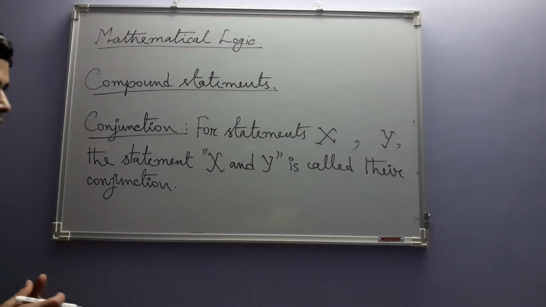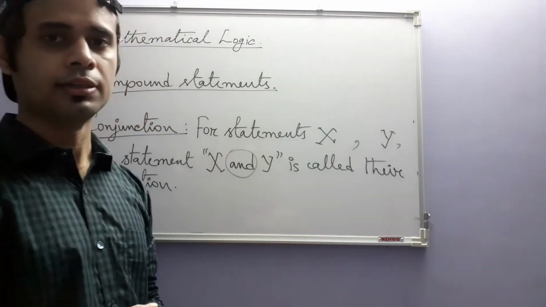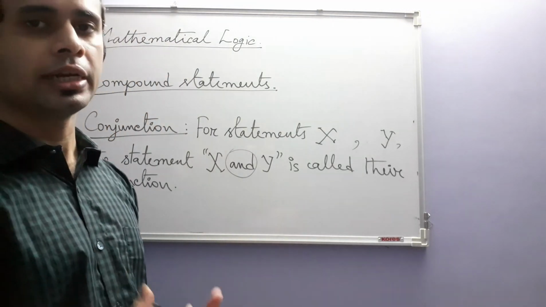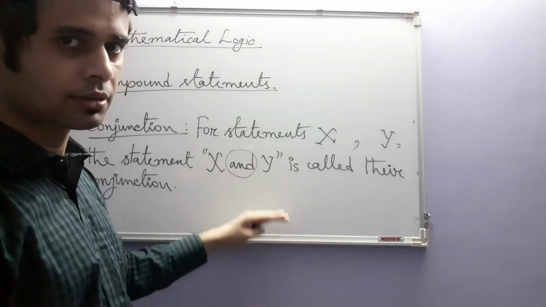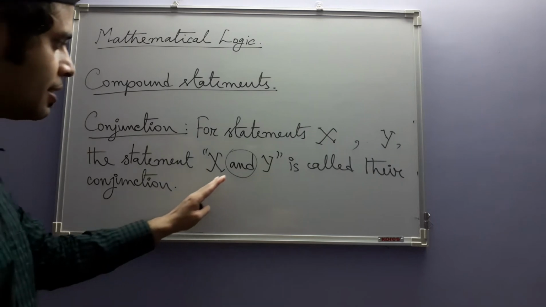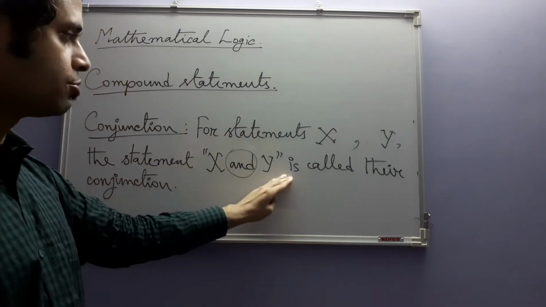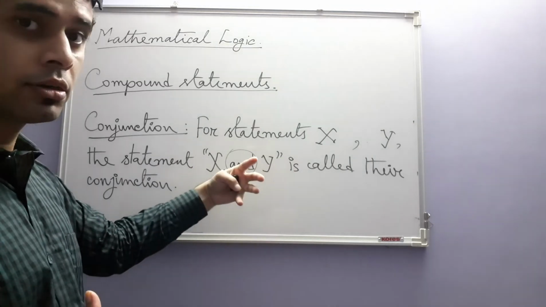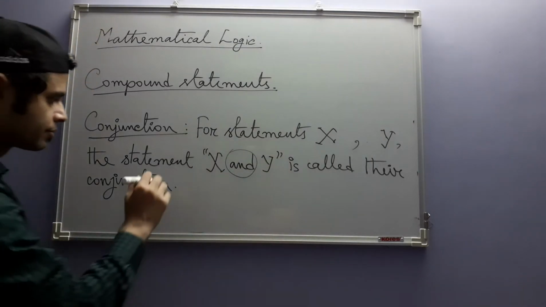And this is called a logical connective. It connects two statements. There are other logical connectives also. We are going to consider them shortly. So this is the first logical connective, and it connects two statements to give you their conjunction. It's called conjunction, x and y.